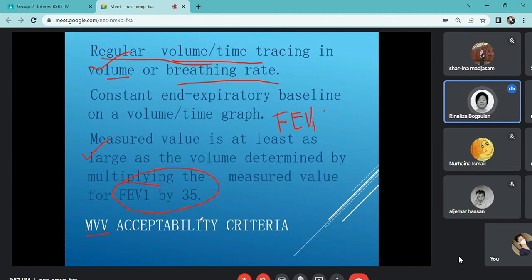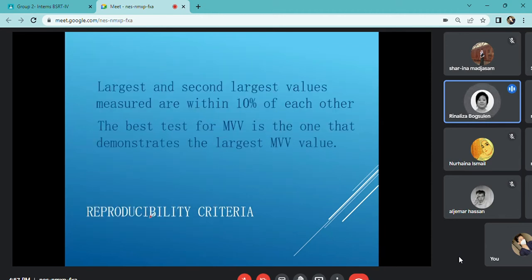Is it the same, that you have to have at least 3 trials for the MVV? Actually, the MVV is difficult to do. So once you see that you have fulfilled your acceptability criteria, even with one trial, it is okay to have one. If you want, you can do two. You also have your reproducibility criteria, because you cannot have reproducibility criteria if there is only one trial. If you did two, that means the first is acceptable and the second is acceptable.